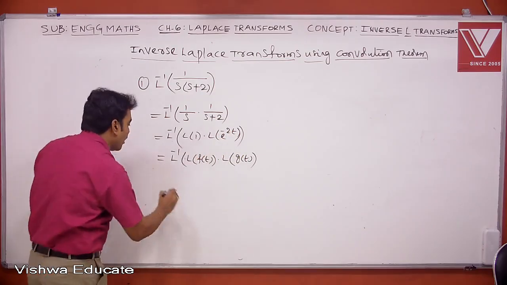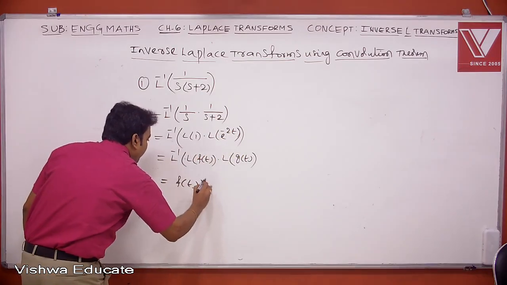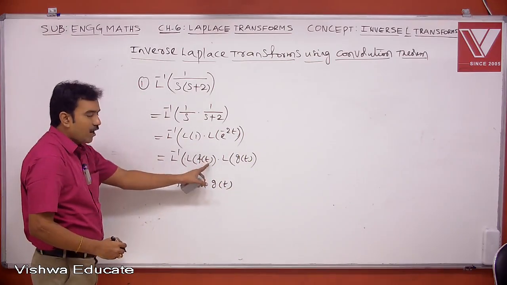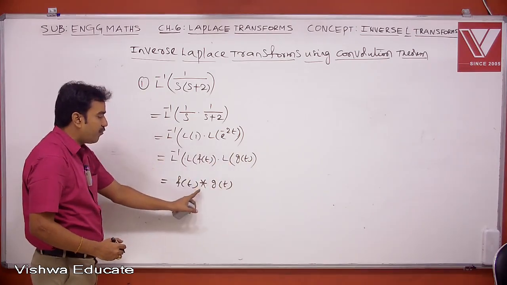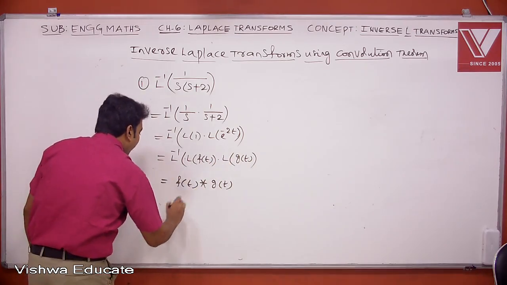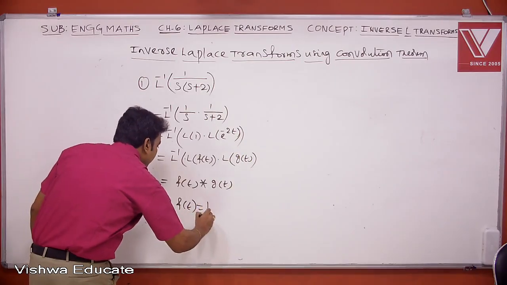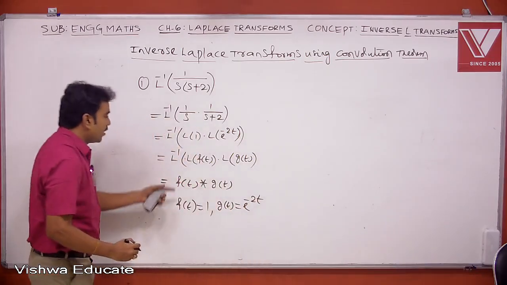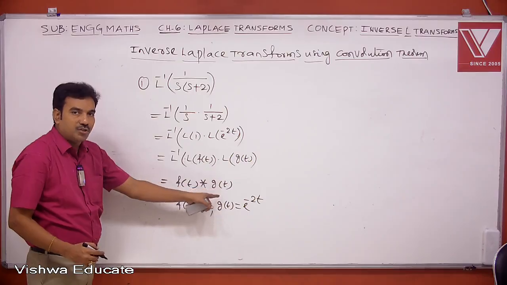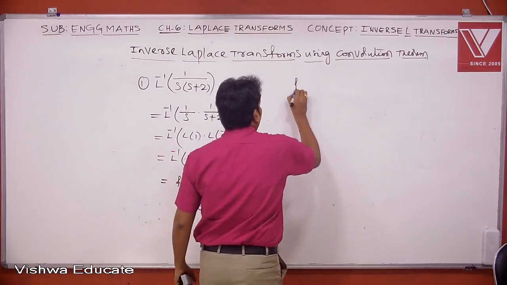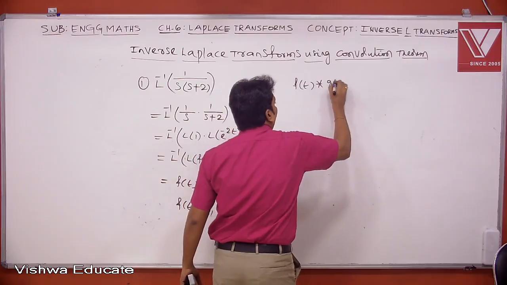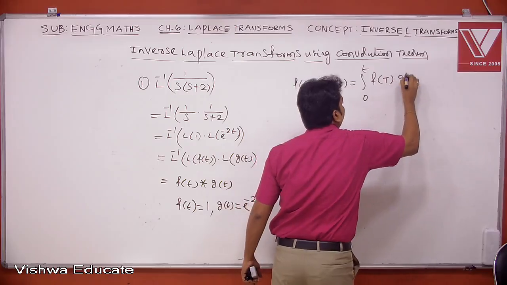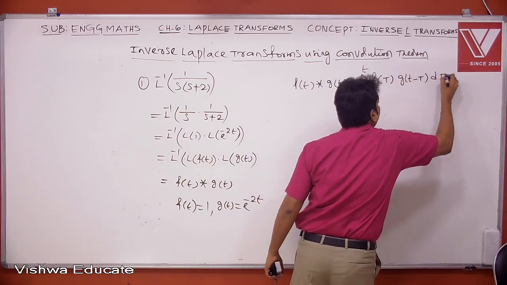So according to the convolution theorem, L inverse of L of f of t dot L of g of t is f of t star g of t. Here f of t is 1 and g of t equals e power minus 2t. So its inverse Laplace is f of t star g of t. Now let us write the convolution product definition. f of t star g of t is the integral from 0 to small t of f of capital T into g of small t minus capital T dT.